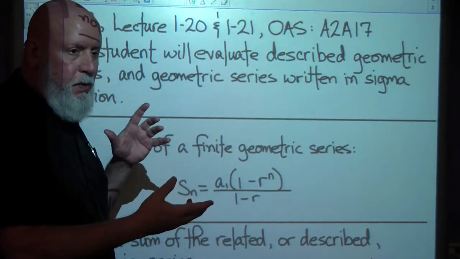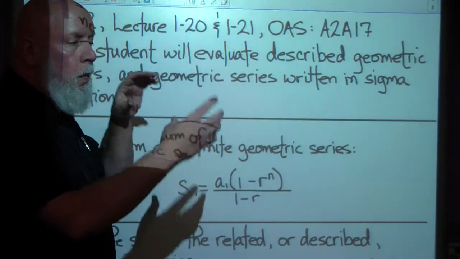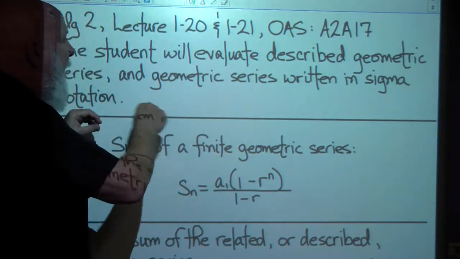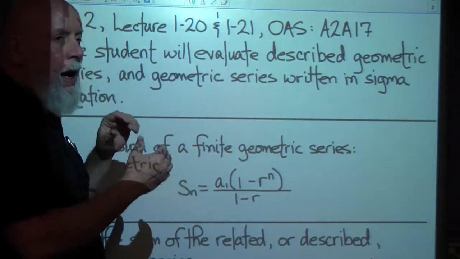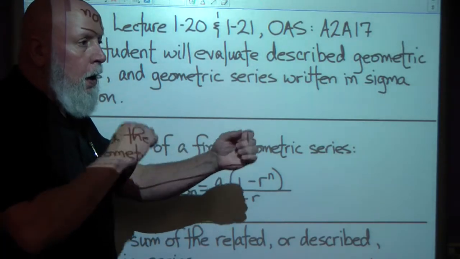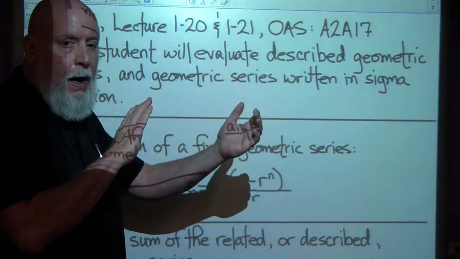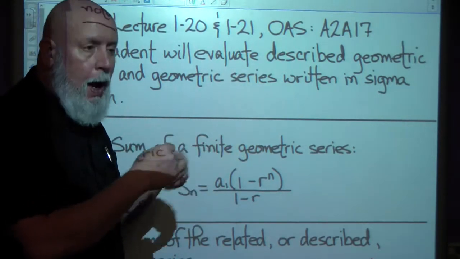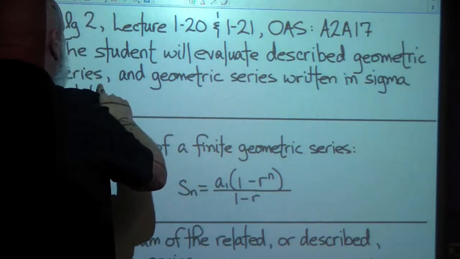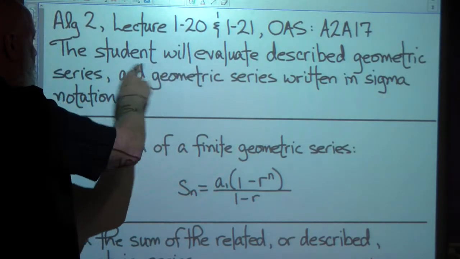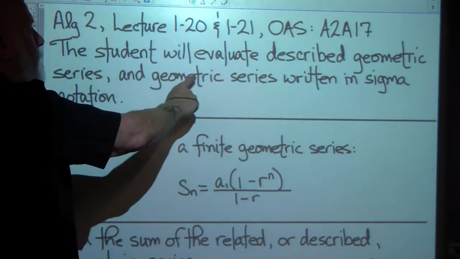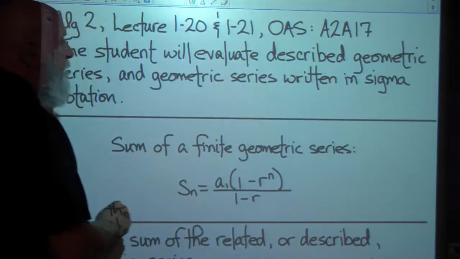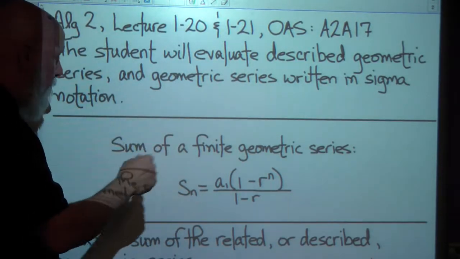So for the last couple of days we've been doing geometric sequences. We're going to take a geometric sequence and we're going to add up the terms. And in each case, today and tomorrow, the sequences are going to be finite. There will be a first term and a last term, and we'll know or be able to figure out how many terms there are. So we're going to take that described geometric series and evaluate it, add up all the terms, or if it's given to us in sigma notation, we're going to do the same thing.